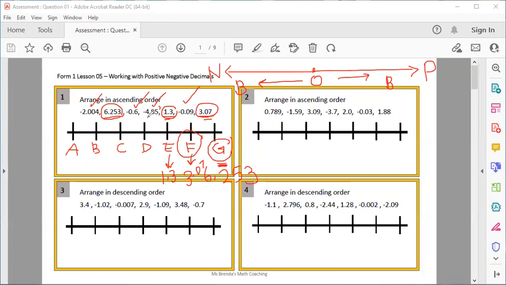Now, the next ones that we're going to do are going to be on the negative numbers. So look at your negative numbers, guys. Look very carefully. This is negative 2. This is negative 0.6. This is negative 4. And this is negative 0.09.